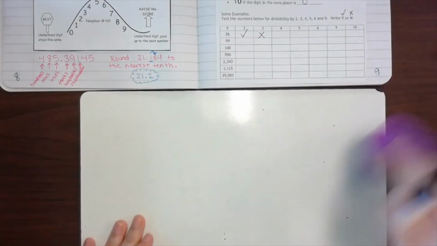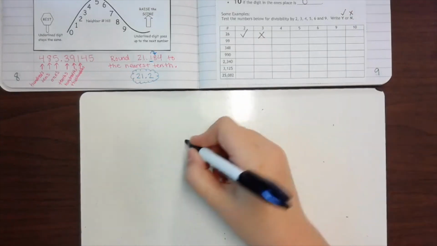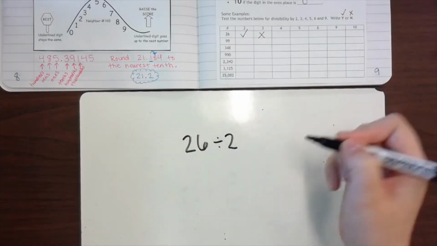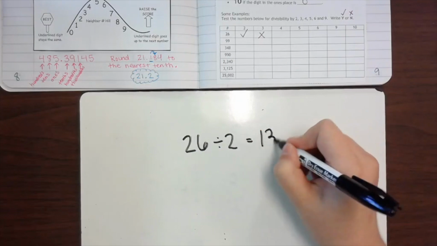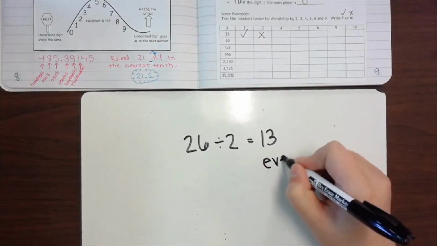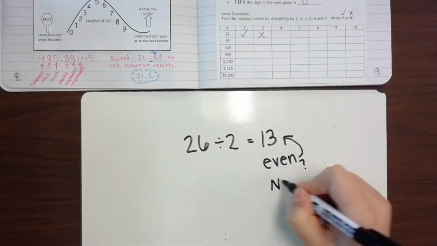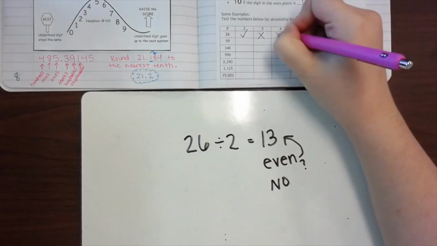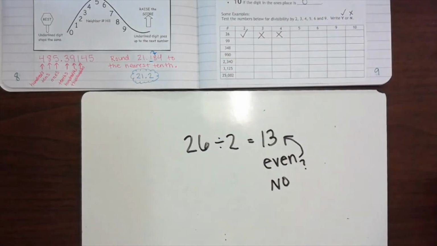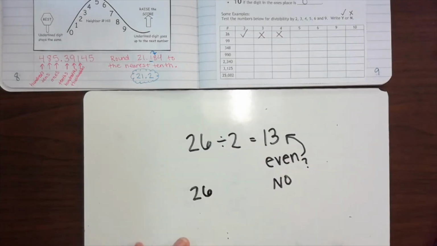We'll check if it's divisible by 4 by dividing 26 in half. That's 13. Is 13 an even number? No, so 26 is not divisible by 4. An alternative way to think about divisibility by 4 is to ask yourself, can I divide this number in half 2 times and still have a whole number?